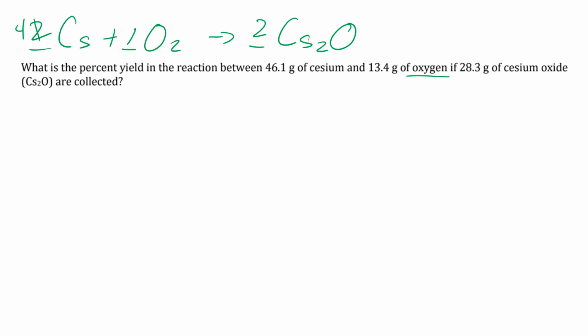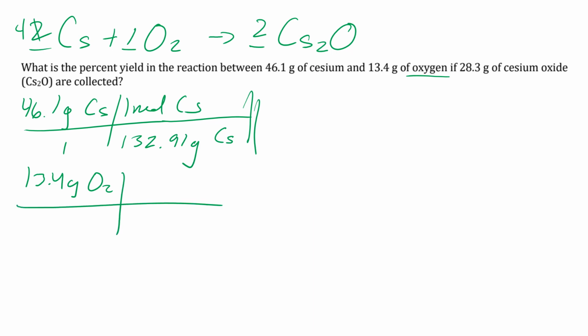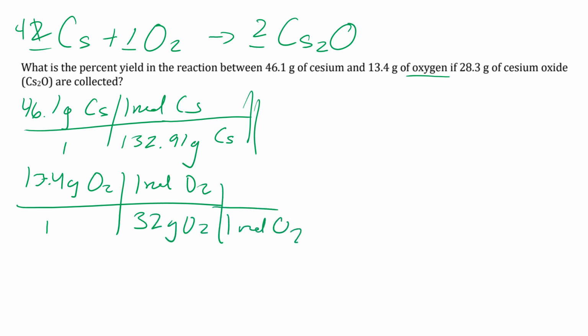So I got to convert both of my reactants to figure out what's the limiting one. I'll convert both of these to moles of cesium. 132.91 about. Grams of O2, convert this to 1 mole of O2, which is 32 grams of O2. Convert that over from 1 mole of O2 to 4 moles of Cs.